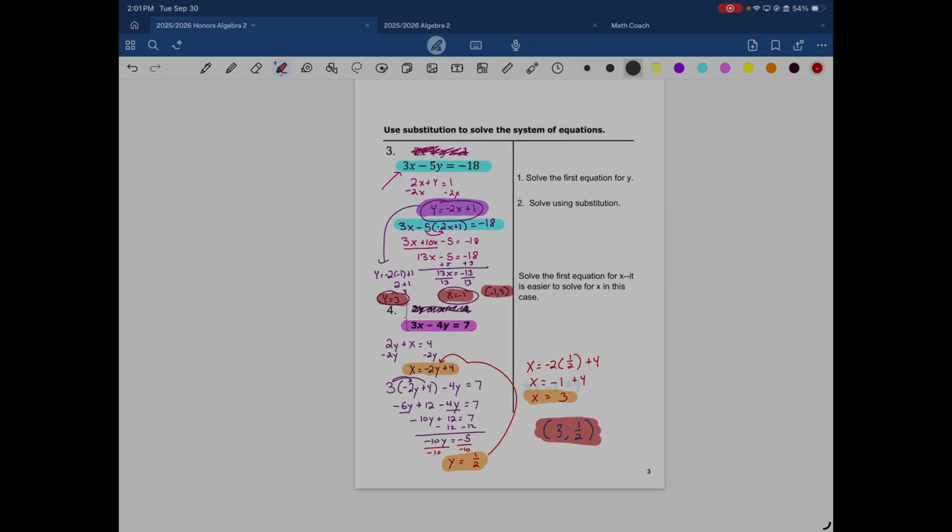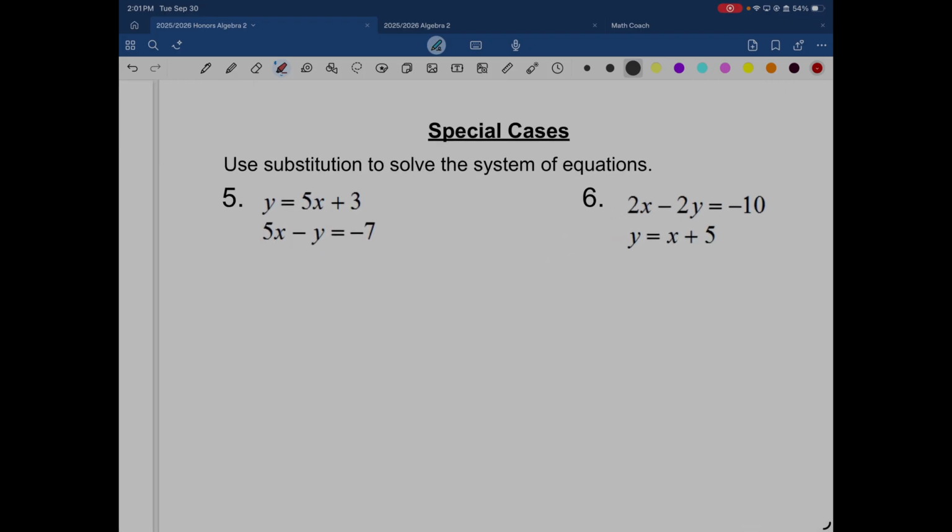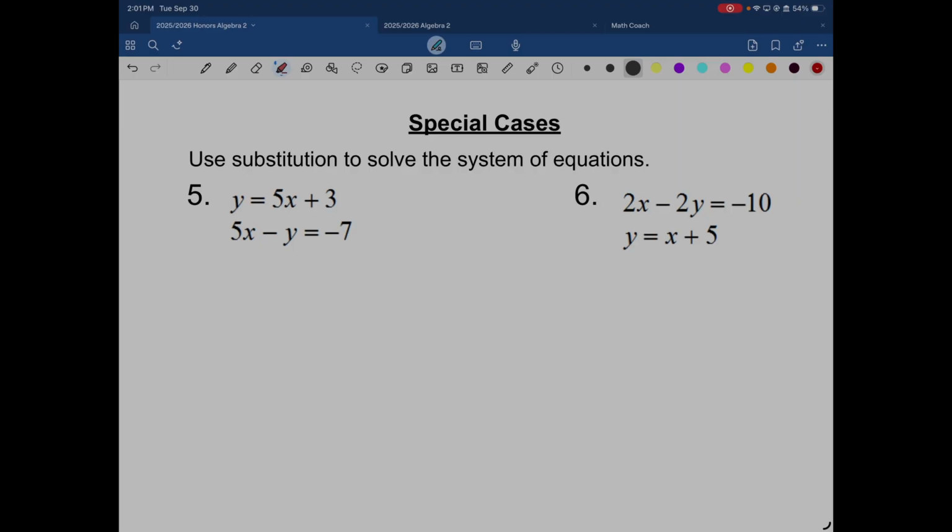Any questions with that one? I'm not going to have you do these. I'll just kind of watch what I do, but there are special cases. Okay, we have y equals 5x plus 3 and 5x minus y equals -7. I think we can all see what we would do. We've already solved for it. So we would have 5x minus 5x plus 3 equals -7, just substituting it in there. 5x minus 5x is just 0. And then I've got -3 equals -7. Is that a true or false statement?